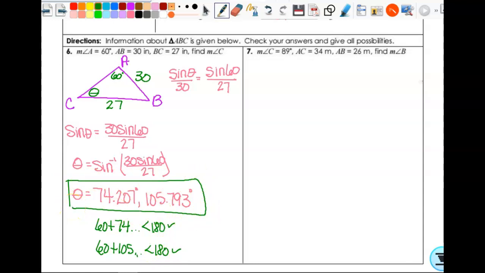Okay? We good? So you find an angle, you find your other option, and then you check them both to make sure they're going to work. And again, maybe one of them works, maybe both of them work, maybe none of them work. It happens. Okay? We good? All right, let's look at number 7. So I'm going to draw my triangle again.